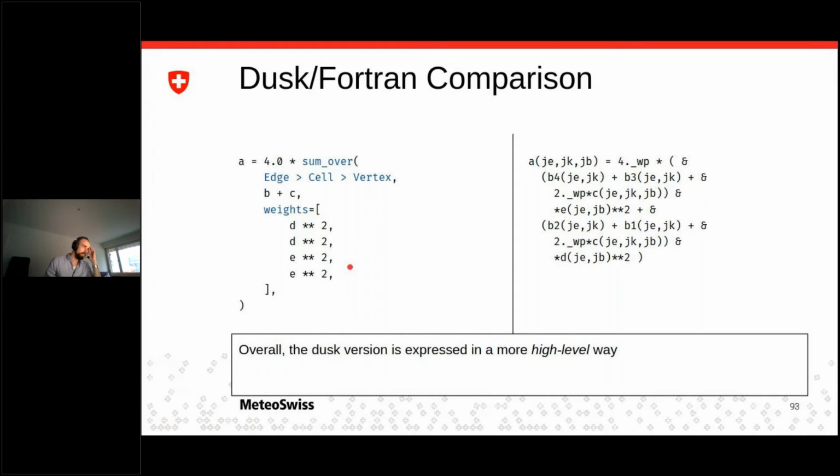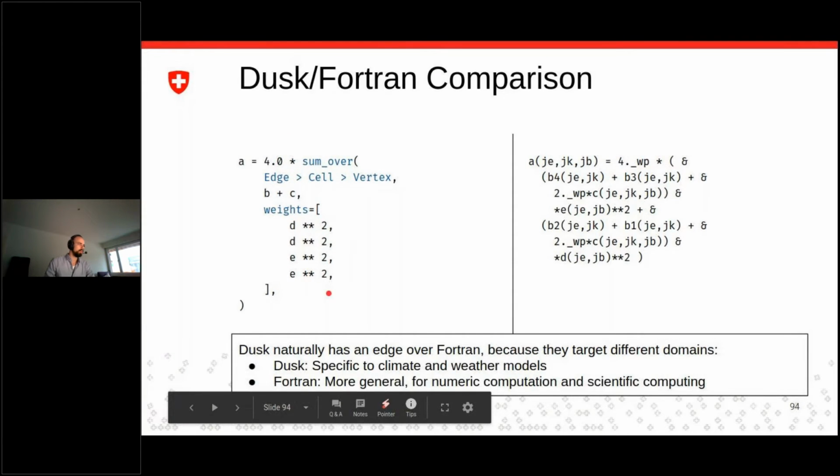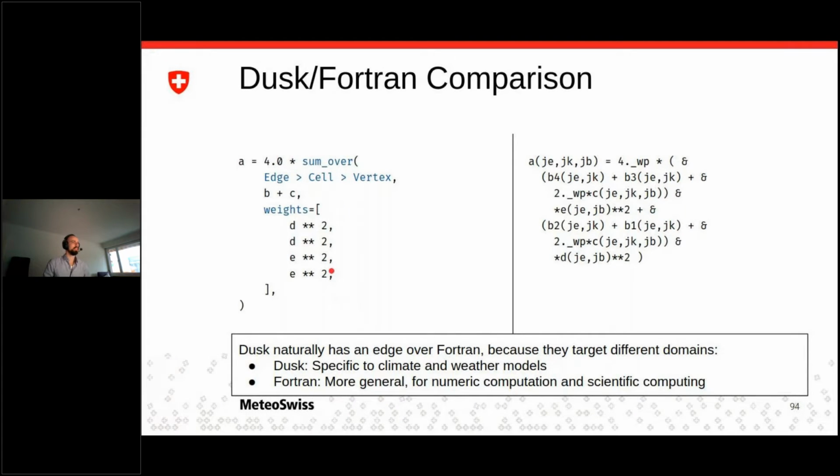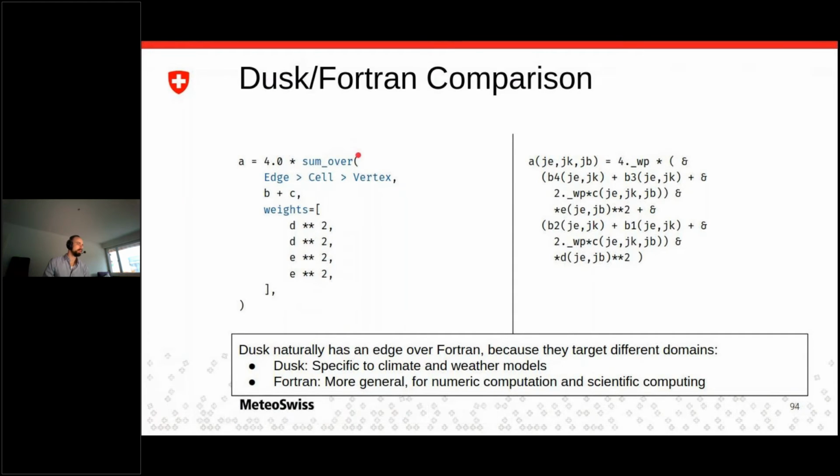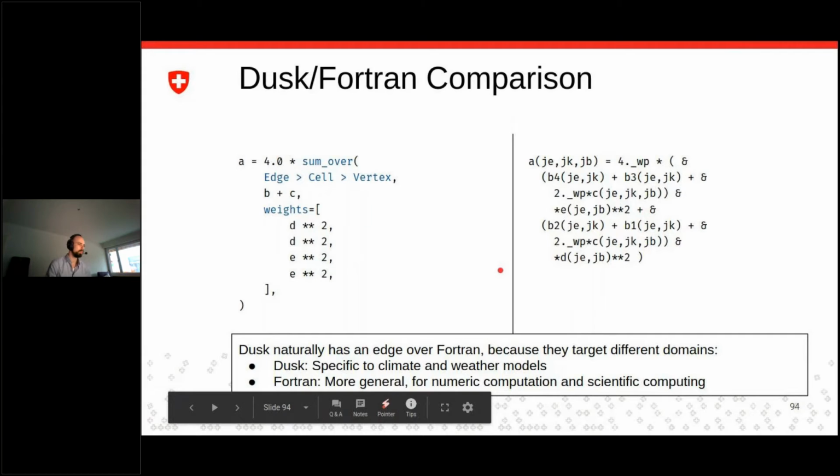Nevertheless, overall, the example here is expressed in a more high-level way in Dusk. And maybe also a word on this. Dusk naturally has an edge over Fortran because they target different domains, right? Dusk is a domain-specific language, specific to climate and weather models, whereas Fortran targets a much more general domain, which is numeric computation and scientific computing. As such, in Dusk, we can afford to introduce elements specialized for climate and weather models. That makes it obvious why Dusk naturally has an edge over Fortran in the domain of climate and weather models.